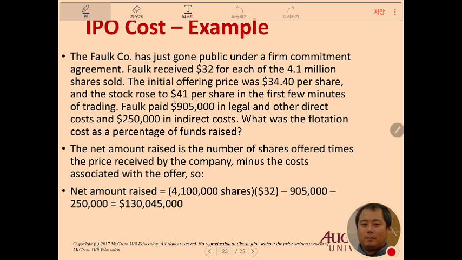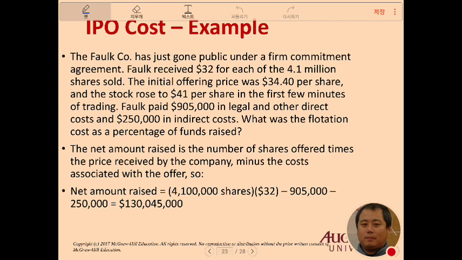Now this is the example of the cost. The Folk company has just gone public under a firm commitment agreement. Folk received $32 for each of 4.1 million shares sold. The initial offering price is $34.40 per share, and the stock rose to $41 per share in the first few minutes of trading. Folk paid $905,000 in legal and other direct costs and $250,000 in indirect costs. What was the flotation cost as a percentage of the funds raised?